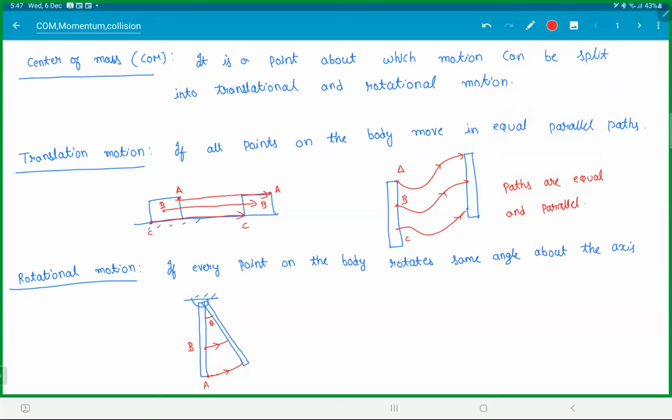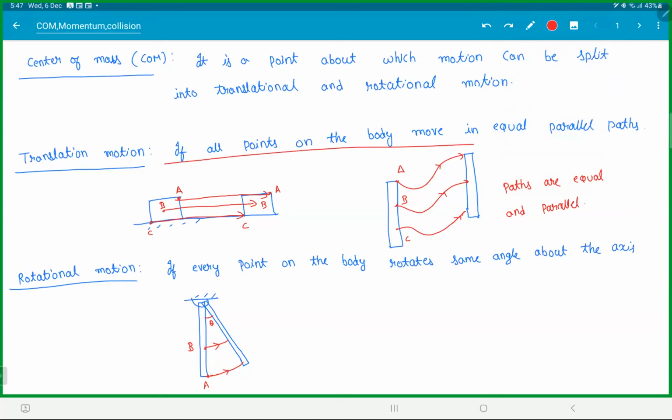So what is this center of mass thing? So this is how we define it. This is the point about which the motion can be split into translation and rotation. So currently we are discussing what is translation and what is rotation. Translation and rotation are not like what you studied till now.